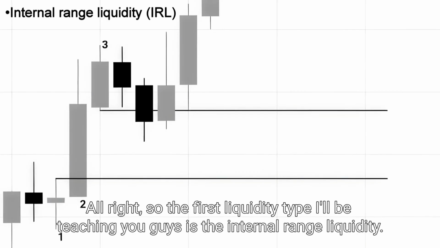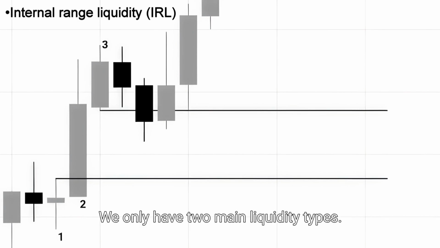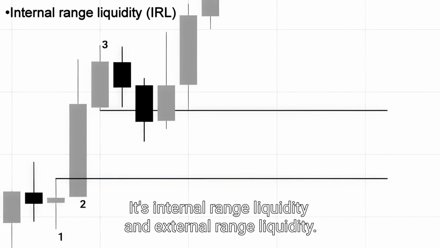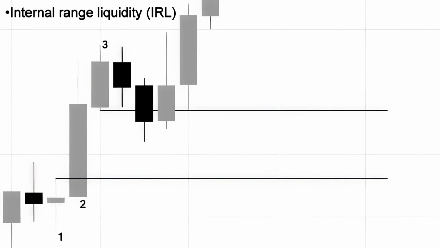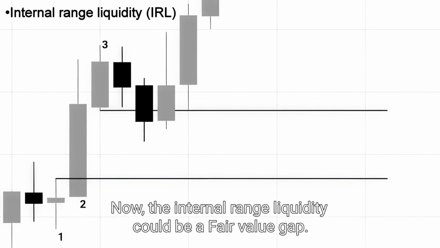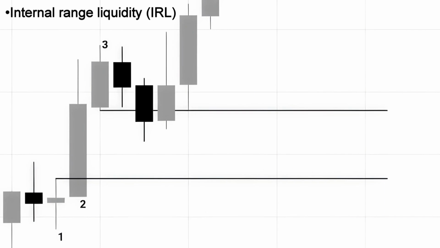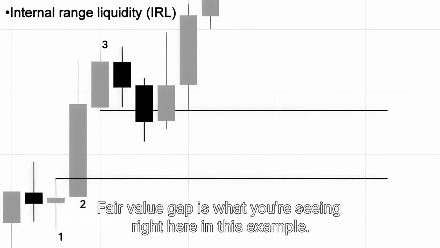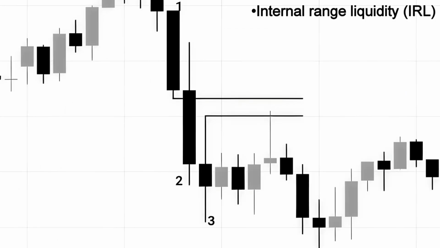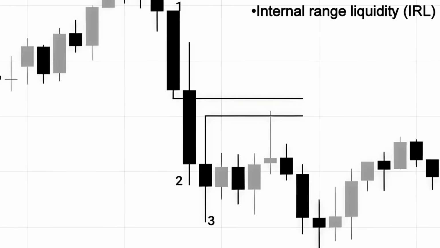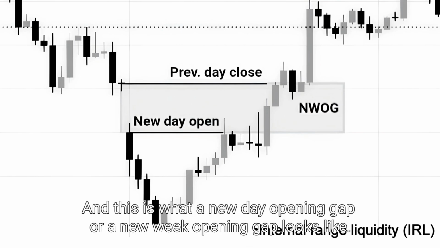Alright, so the first liquidity type I'll be teaching you guys is the internal range liquidity. We only have two main liquidity types. It's really all you need, right? It's internal range liquidity and external range liquidity. Now the internal range liquidity could be a fair gap, it could be a new day opening gap, new week opening gap. Fair gap is what you're seeing right here in this example. This is an example of a bearish fair value gap, just the opposite, right? And this is what a new day opening gap or a new week opening gap looks like.